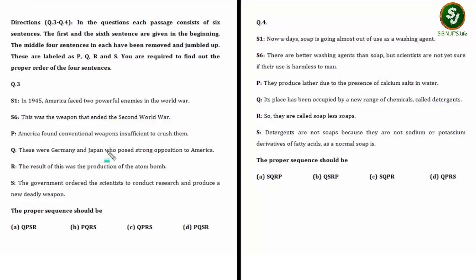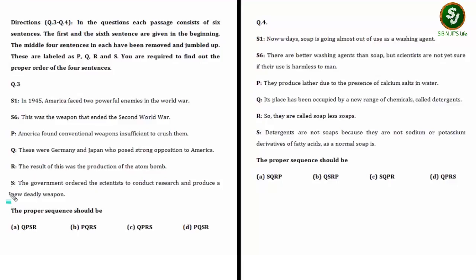These were Germany and Japan, who posed strong opposition to America. America found conventional weapons insufficient to crush them. The government ordered the scientists to conduct research and produce a new deadly weapon. The result of this was the production of the atom bomb. So this forms an entirely meaningful paragraph.